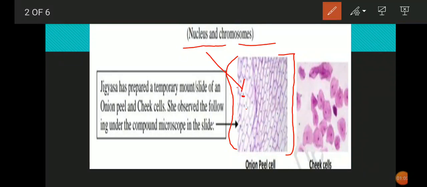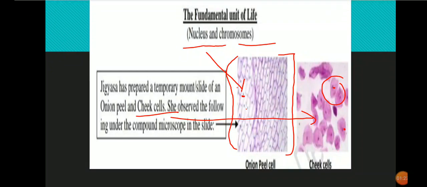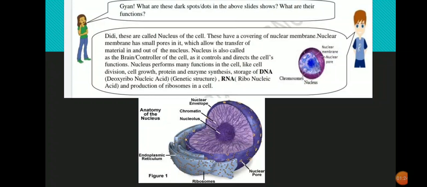Likewise, we can prepare a slide of cheek cells also, and you can see this is the cheek cell slide, and in that also you can see small dark dots in different cells when we see this slide under the microscope. And this is also the nucleus. So nucleus is just like the brain. As the human body has the brain, nucleus is the brain of the cell.